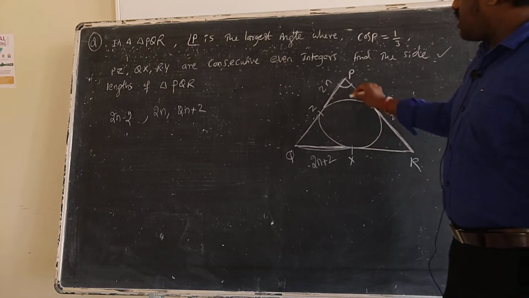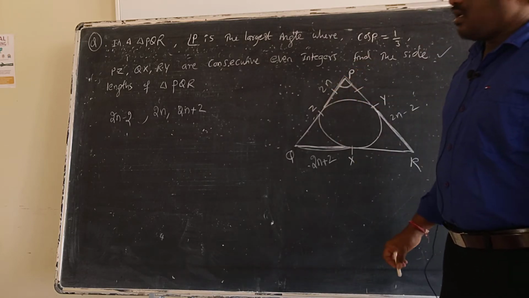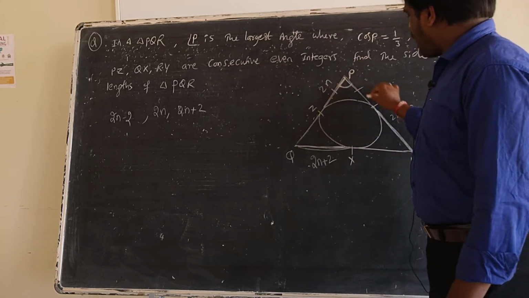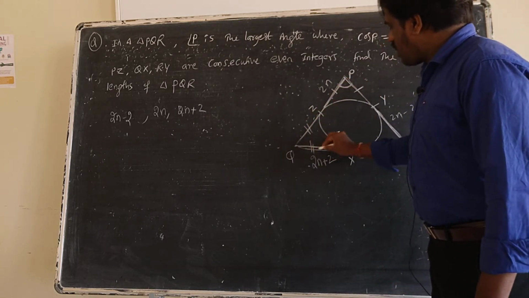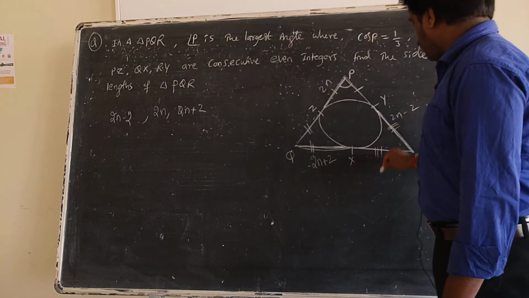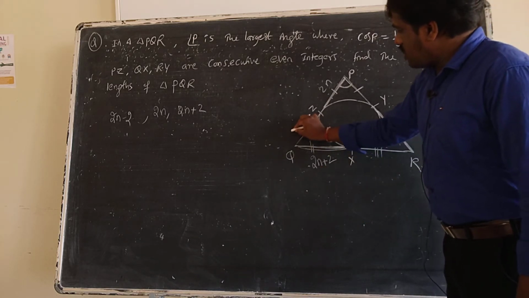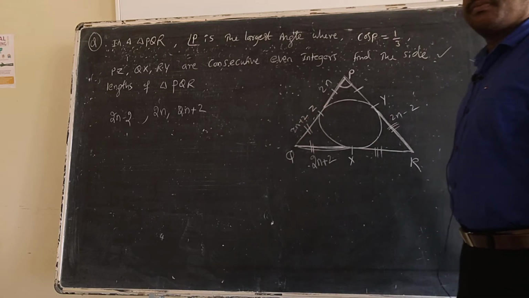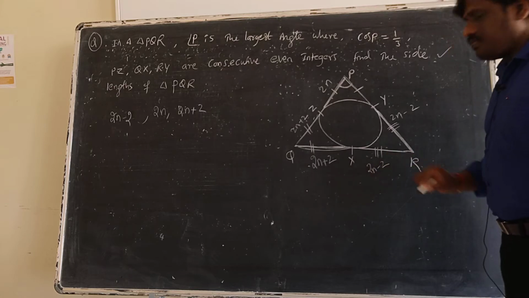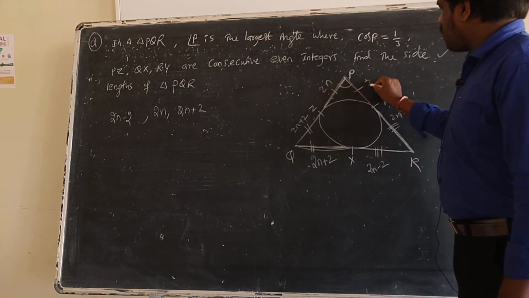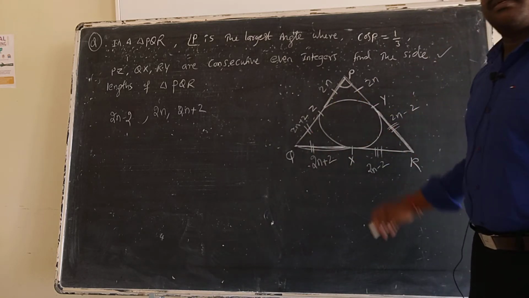And you know this from class 10th, that from an external point, if you draw the tangents to the circle, these lengths will be equal. So this length is equal, this length is equal. In class 10th you have learned this property. If this length is 2n plus 2, then this length will also be 2n plus 2. If this length is 2n minus 2, then this length will be 2n minus 2. If this length is 2n, then this length will be 2n. So these two are equal, these two are equal, and these two are equal.